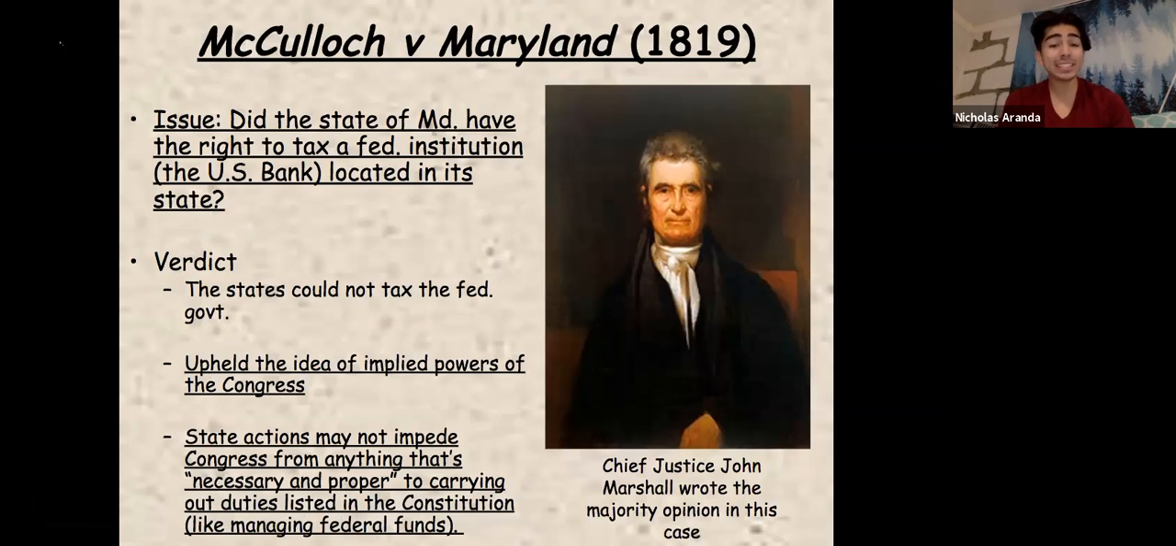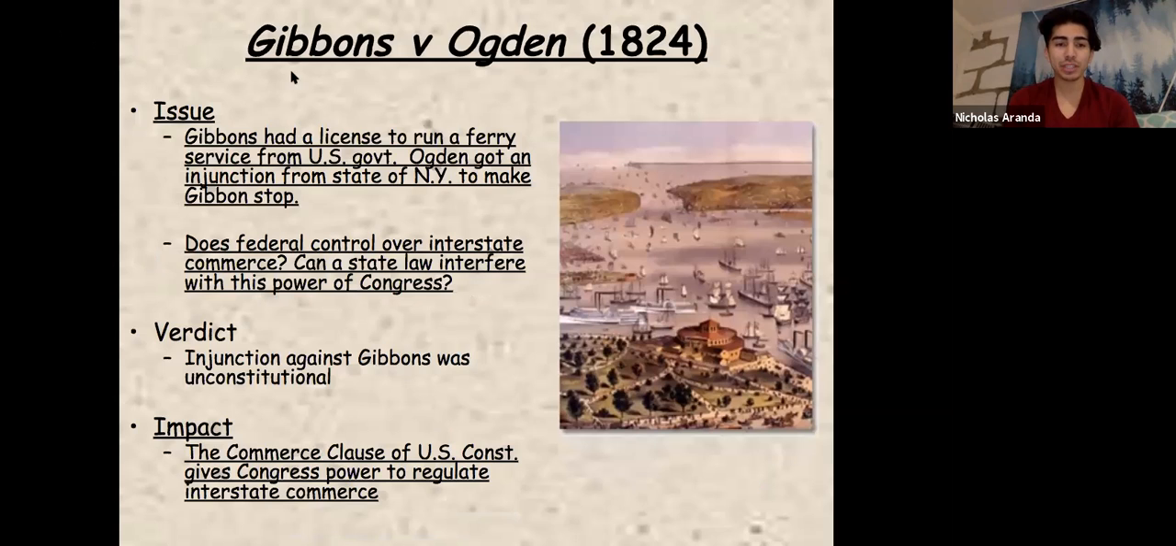And it said that the states could not tax the federal government. This helps to establish the idea of federalism, and it upheld the idea of implied powers of the Congress. State actions may not impede Congress from anything that's necessary and proper to carrying out duties listed in the Constitution, like managing federal funds. Chief Justice John Marshall wrote the majority opinion in this case, and it's one of the older cases that we still use consistently to uphold implied powers or federal powers and federal privileges.